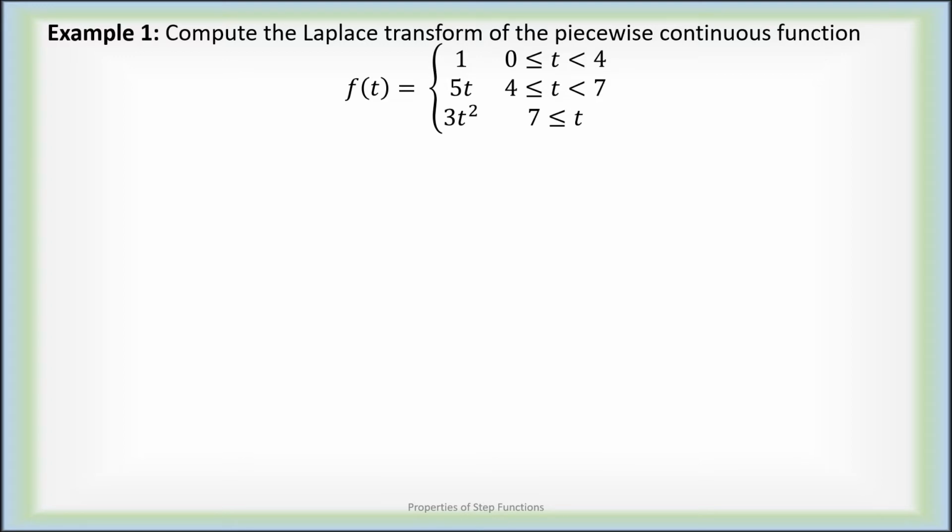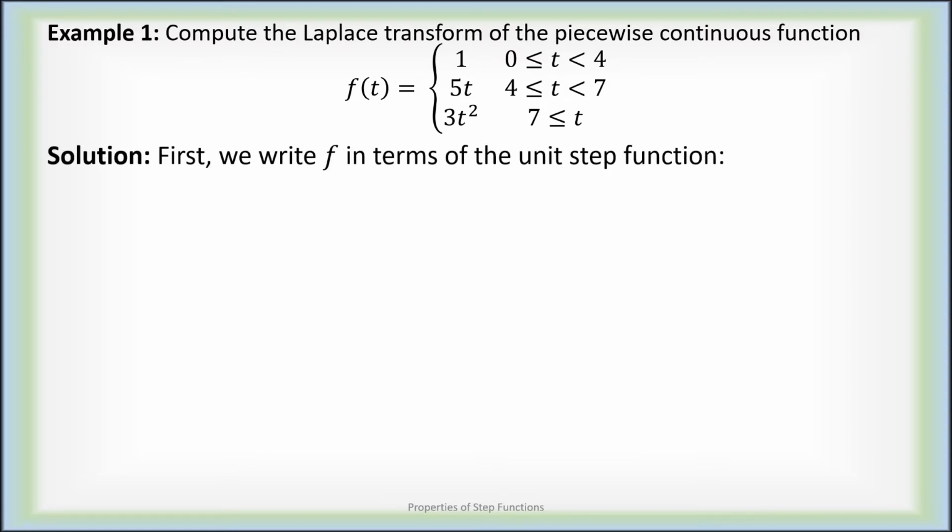Let's take a look at an example. Let's compute the Laplace transform of this piecewise continuous function. From 0 to 4, the function is 1. From 4 to 7, it is 5t, and beyond 7, it is 3t squared. So we're going to write f in terms of unit step functions.